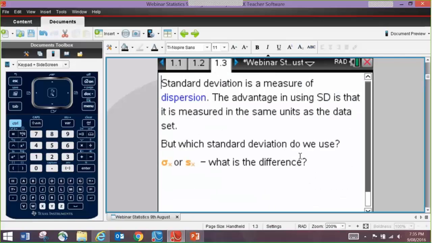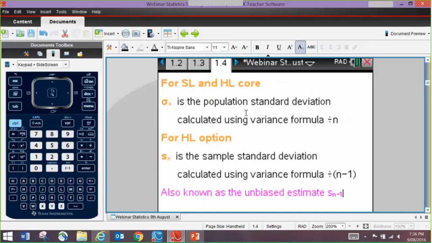So as I said, standard deviation is a measure of dispersion, and we have the two calculations. The difference comes from the assumption of whether or not the data is from a population or a sample. So sigma is our population parameter, and s is our sample statistic. For the core, standard level studies, we only use sigma, but for the higher level option, the standard deviation is the s value, the sample standard deviation.